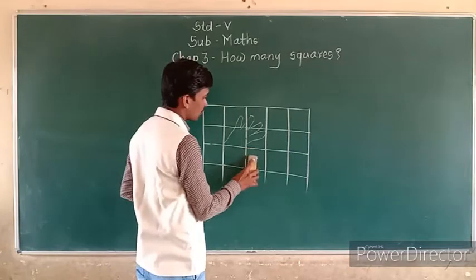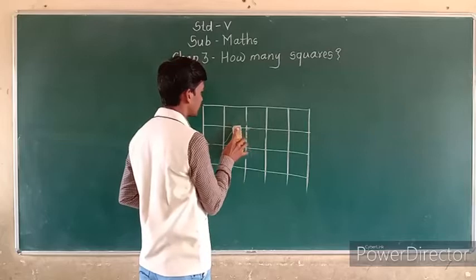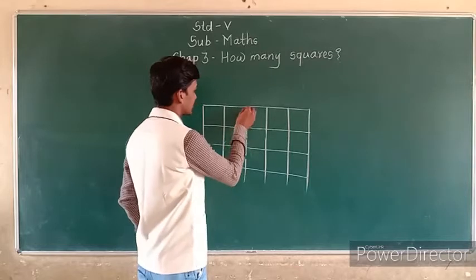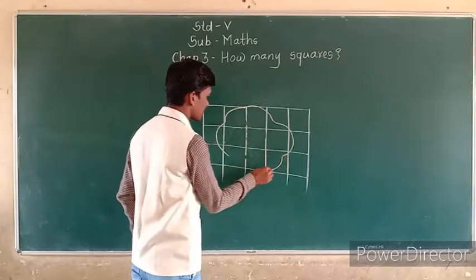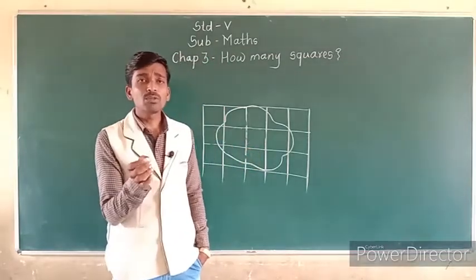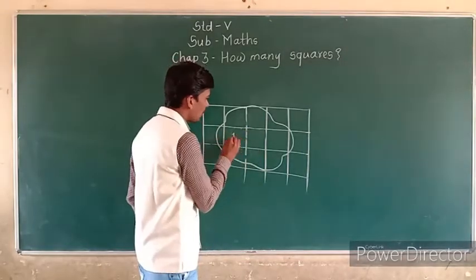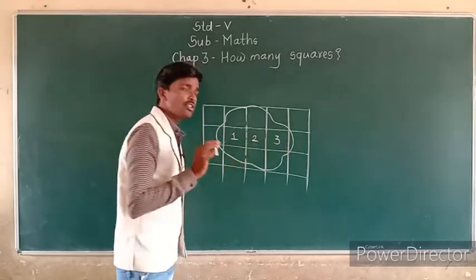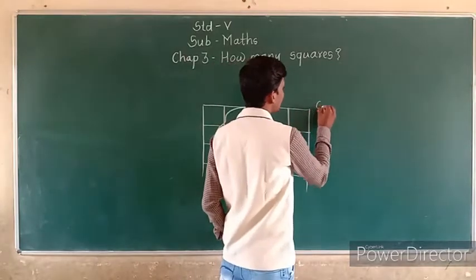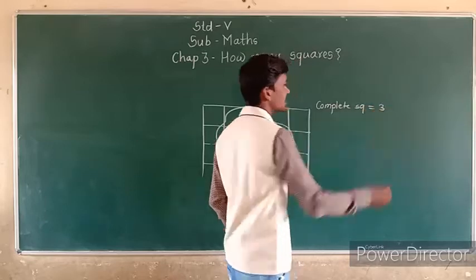I will rub this. Wait 1 minute. I will show you one shape. See, this is the shape. Okay, how to find the area for this shape? First, you can count the complete squares. See, this is not a complete square. This is 1, this is 2, and this is 3. These 3 are complete squares. How many complete squares are there? 3.